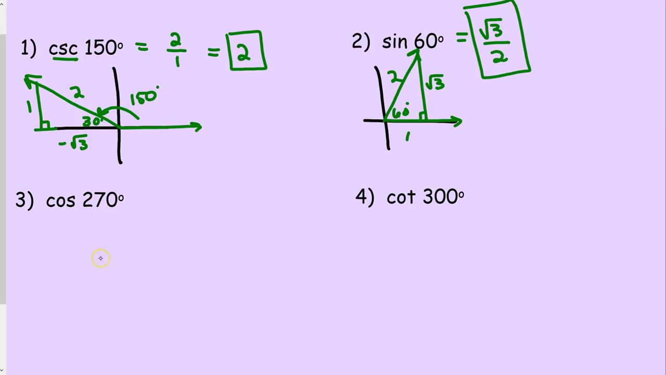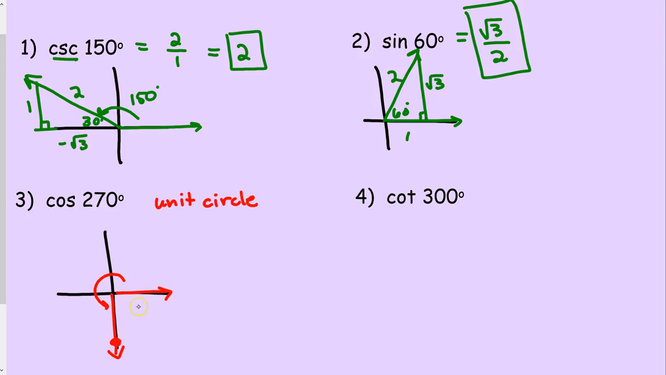Now I'm mixing things up. Cosine of 270. Aha, 270. Think back to last time. 270, if you start here and go around, you actually end here. So that is not going to be a reference triangle problem. That's going to be a unit circle problem. I'm mixing them in, the ones from last time and the ones from this time.